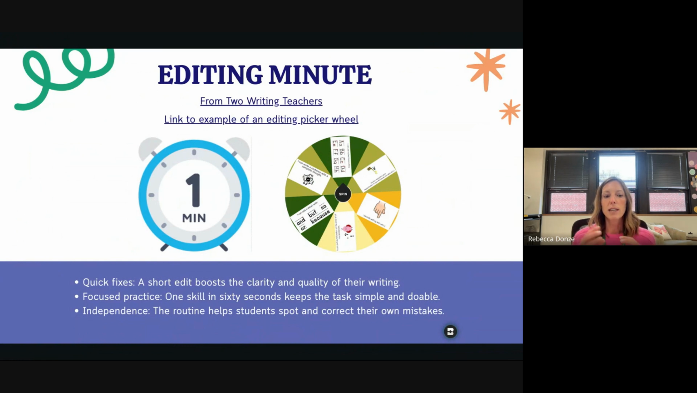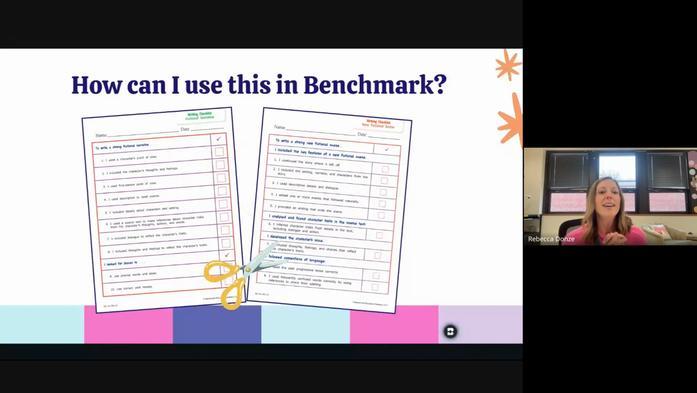Another way you could do it is you could have the students brainstorm a list as a class, things that a 4th or 5th grade student should know. For example, do we have capital letters at the beginning of sentences? Do we have a varied type of sentences? So you could brainstorm a list of 3 or 4 things that you're looking for and have the students pick the one thing that they would like to edit in their minute. Or you could cut up the checklist from Benchmark, which I'll show you on the next slide.